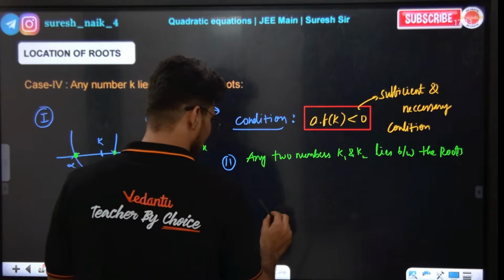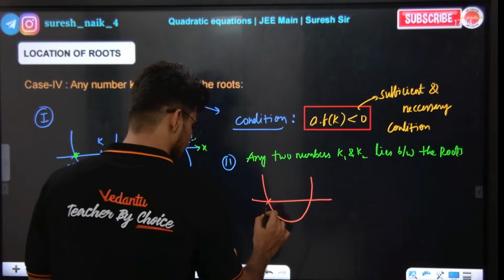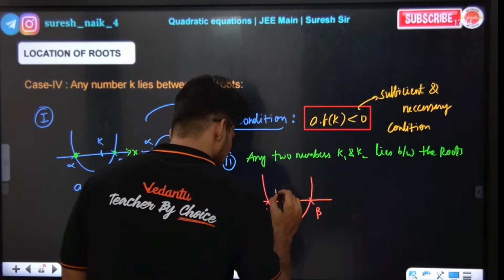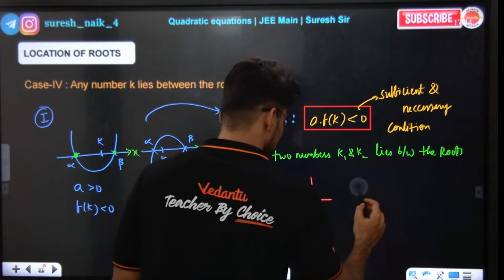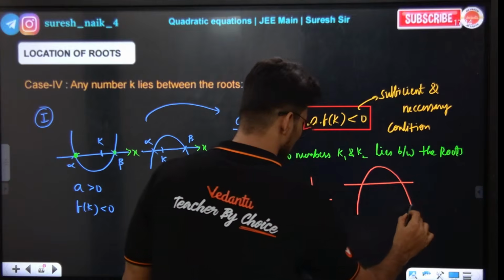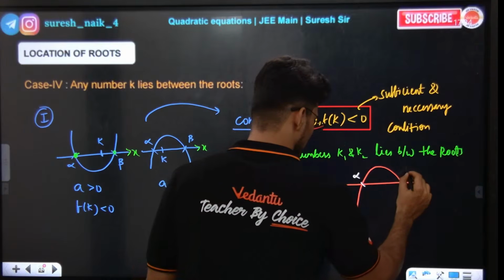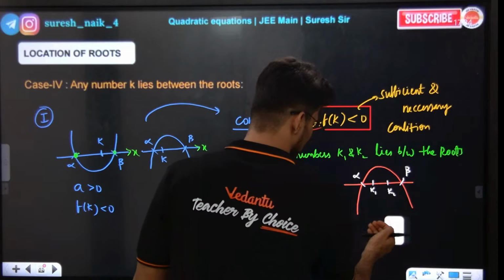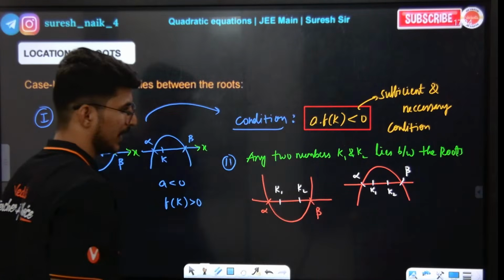Same thing. See what to do. How will the diagram be? Look at the diagram. This is alpha beta, this is alpha beta, and these are K1, K2 like this. Okay, the graph can be even like this. Look, the graph can be even like this. Alpha, this beta, this K1, K2. Okay, K1, K2.